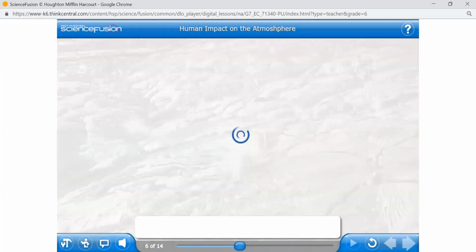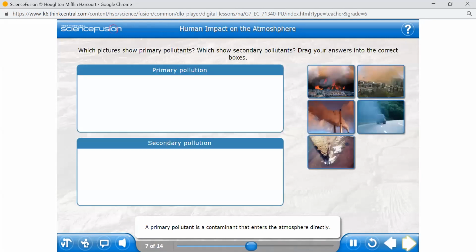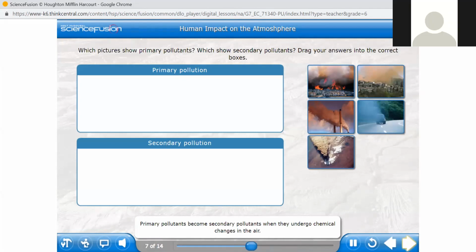A primary pollutant is a contaminant that enters the atmosphere directly. Primary pollutants become secondary pollutants when they undergo chemical changes in the air.